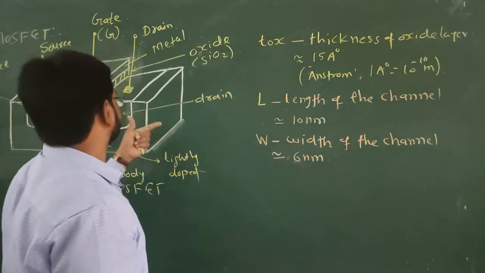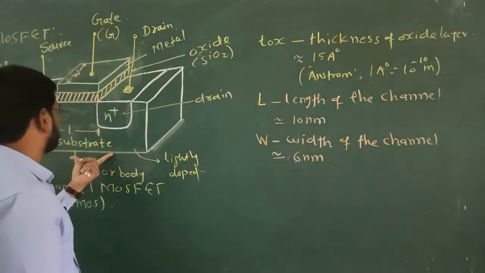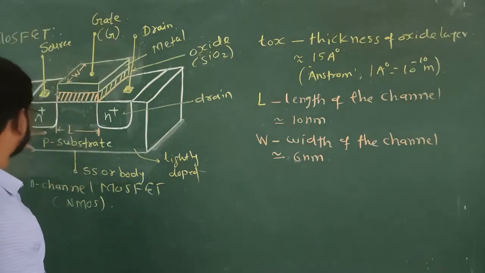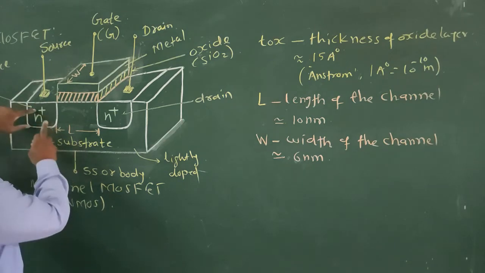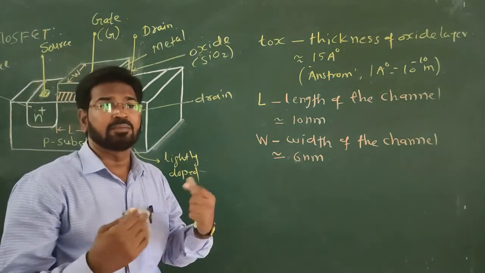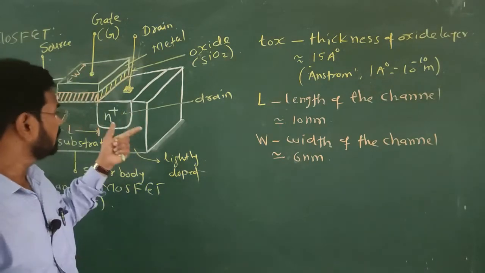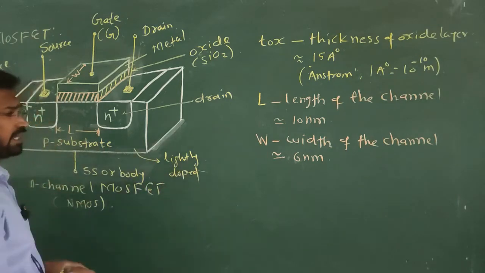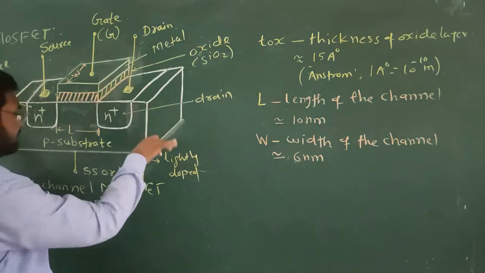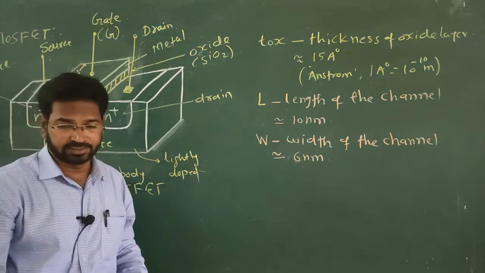So, these are the dimensions of the MOS structure, and exactly opposite to this, when we take N type substrate and P plus and P plus, it is the construction of the PMOS or P channel enhancement device. Let us apply the voltage across the device terminals. It is called the biasing of the MOSFET.